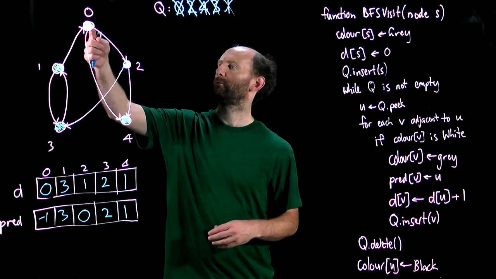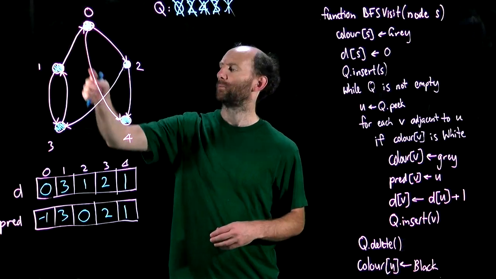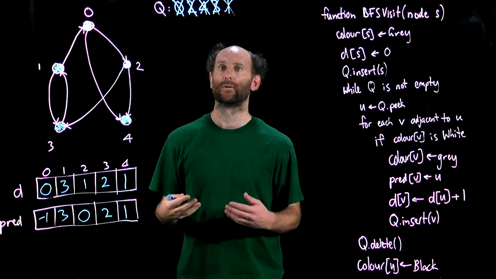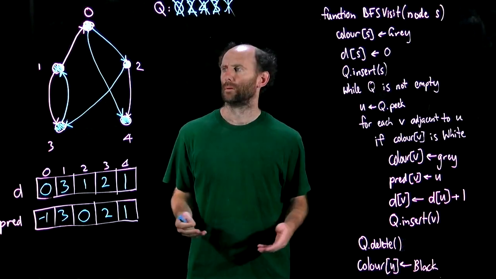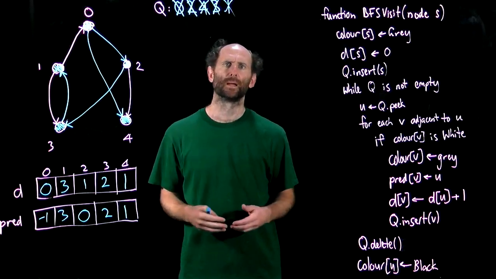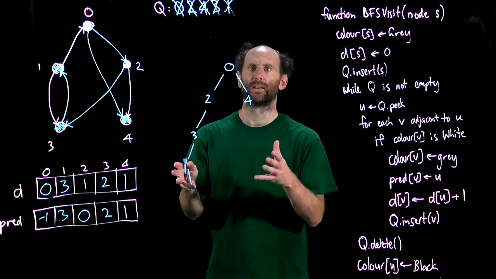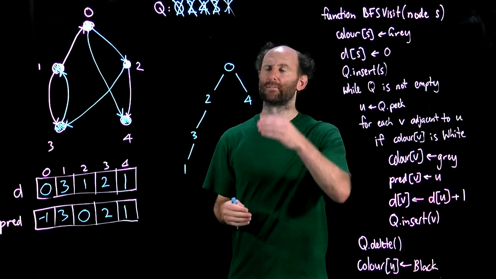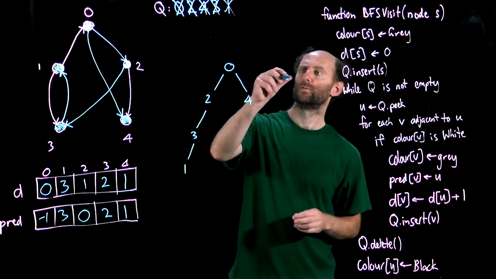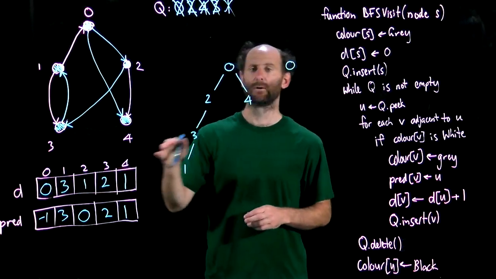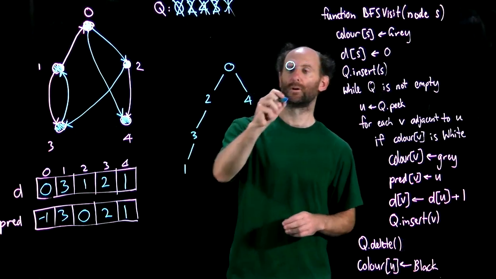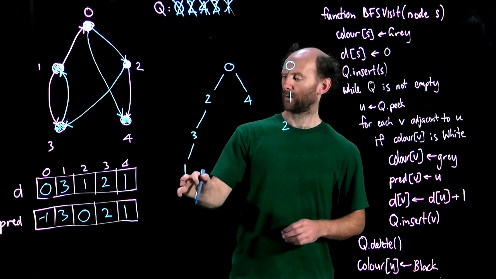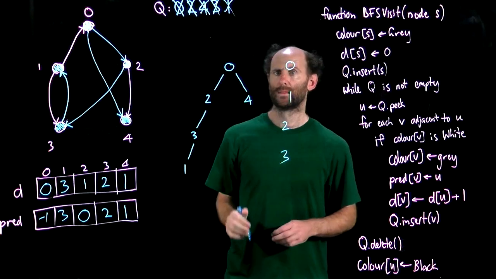We followed the arc from 0 to 2, from 0 to 4, from 2 to 3, and from 3 to 1. So we'll colour those blue as tree arcs. It might help to draw out the search tree to make it more recognisable as a tree. So it looks like this, and notice that the array D records the level or depth of a node within this tree. So node 0 is at level 0, nodes 2 and 4 are at level 1, node 3 is at level 2, and node 1 is at level 3.